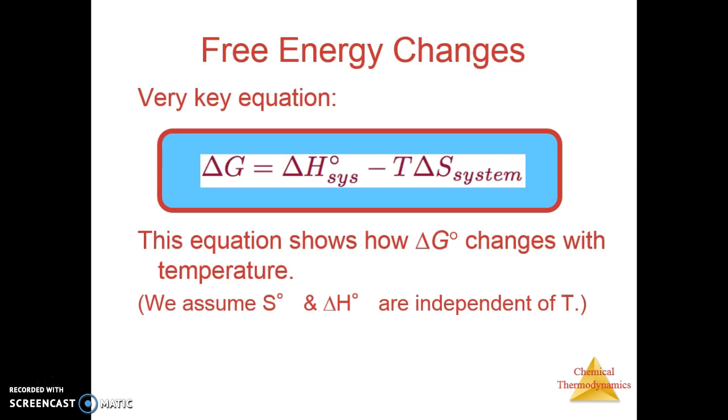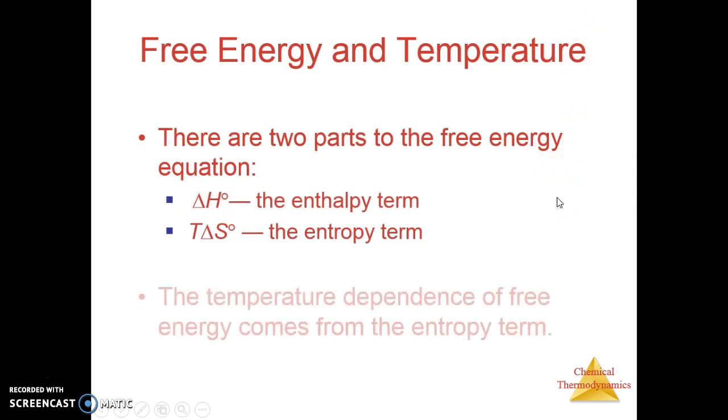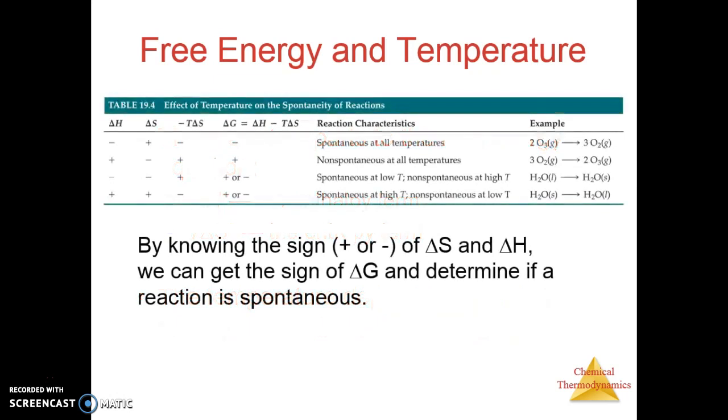So one of the assumptions that we make is that entropy and enthalpy are independent of temperature. It's not completely true, but that's the assumption that we make in this situation. So there are 2 parts to the free energy, the delta H, the enthalpy term, and the T delta S, the entropy term. So the temperature dependence of free energy really comes from the entropy term. If I have a higher temperature, I'm more likely to have a substance as a gas, which means there's a greater entropy involved. If I have a low temperature, chances are I might have more solids, and so then there's less entropy involved. So that's why the temperature is attached to the entropy idea.